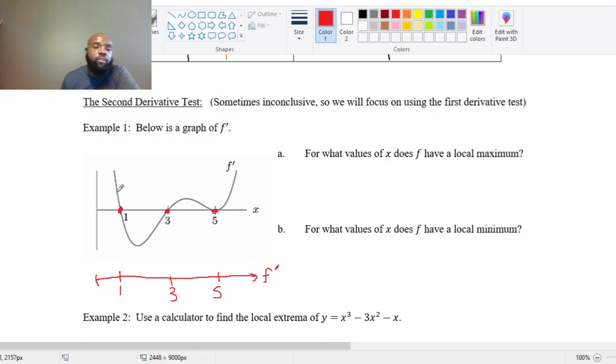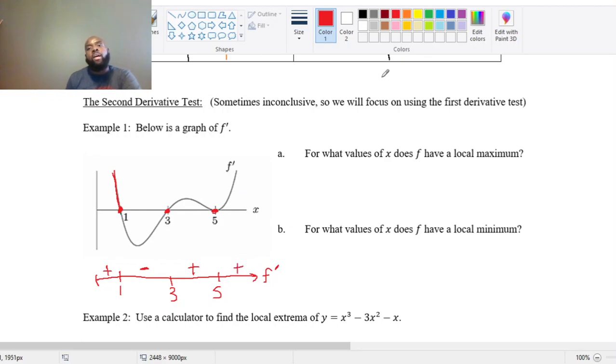So for x values that are less than 1, I have this part of my function that I have here in red. All those points have a positive y value, so I'm going to put a plus sign there. Then I have this, which is negative. Then this, which is positive. And then after 5, it touches 5 and then turns back and stays positive.